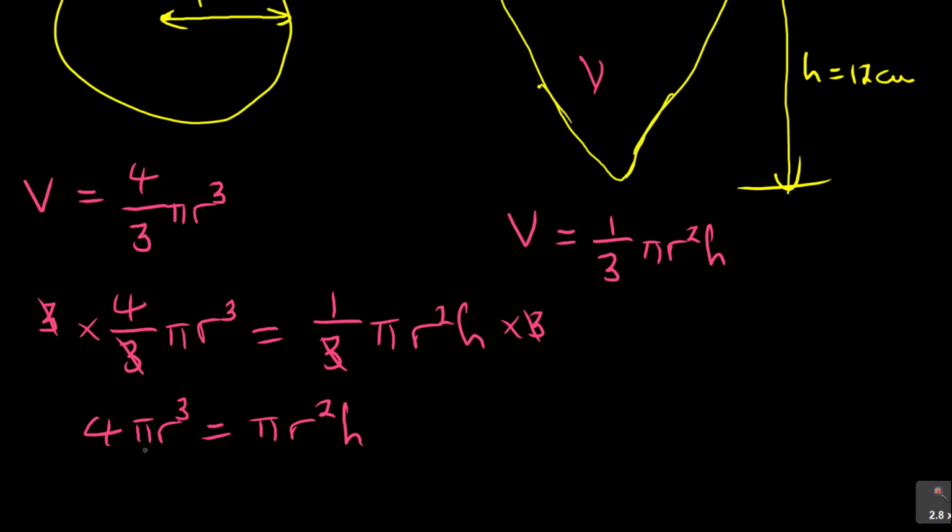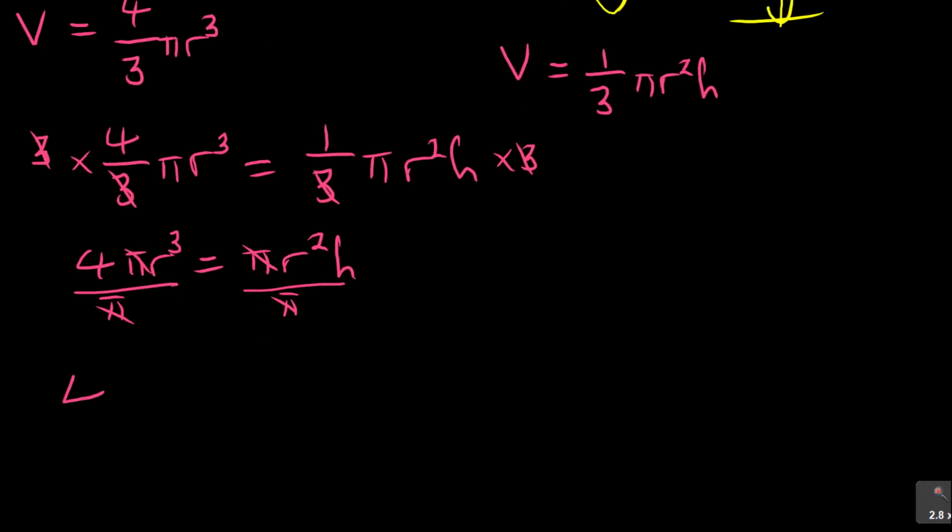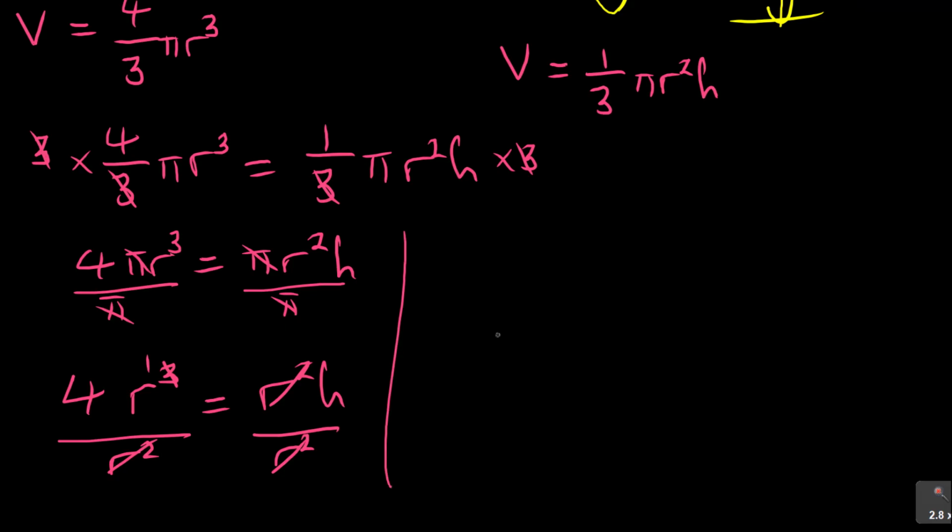From here you can see pi is also repeating. Divide by pi, divide by pi. There goes pi. So what do I have now? I have 4 r cubed is equal to r squared h. Now what do? You see, r cubed means there are 3 of them, r squared means there are 2 of them. I can divide by r squared, I can divide by r squared, so that the 2 will go. Remember here there are 2, from 3 1 will remain. See that? So I've got now 4r is equal to what?